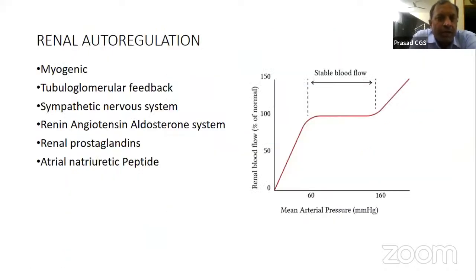The kidney has autoregulation, where the blood flow is maintained between mean arterial pressures of 60 to 160. The various mechanisms involved are the myogenic mechanism, tubuloglomerular feedback, the sympathetic nervous system, the renin-angiotensin-aldosterone system, renal prostaglandins, and atrial natriuretic peptide.